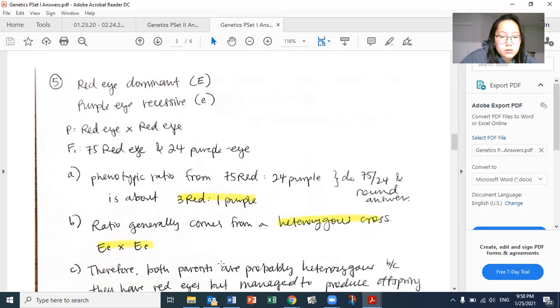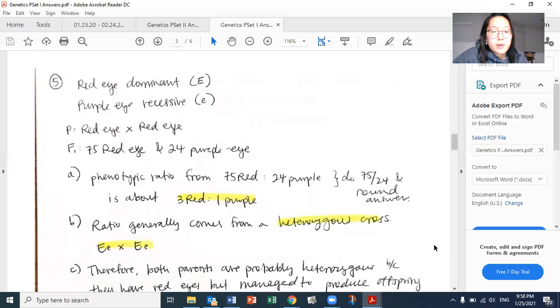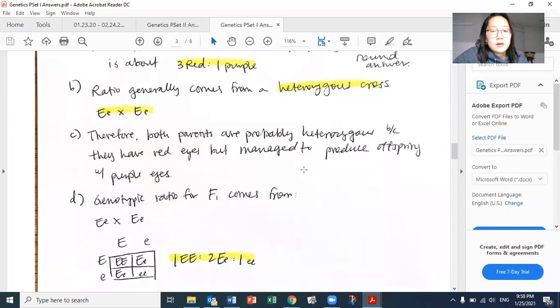Let's go over to part C now. Therefore, what must the parents' genotypes be? So if the parents give this kind of offspring ratio, then we know that the parents are going to have to be that ratio that we just predicted in B. So therefore, both parents are probably heterozygous because they have red eyes, but manage to produce offspring with purple eyes, right? Since they both have red eyes, that means they have a capital E, which is shown in the genotype that we predicted in B.